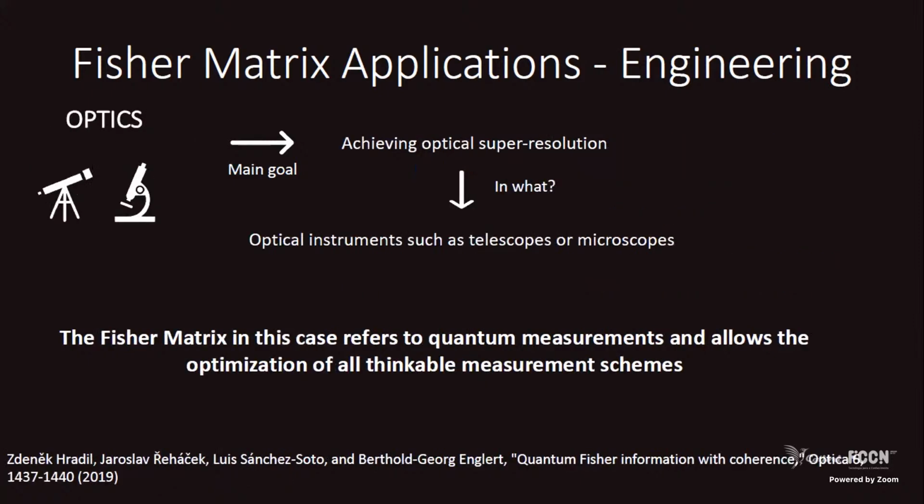Now I can introduce you to the optics one. The main goal is to achieve optical super resolution, but in what? In optical instruments such as telescopes for us and microscopes. So the Fisher matrix is quite interesting in this case because it refers to the quantum measurements and allows the optimization of all thinkable measurement schemes that we can have.